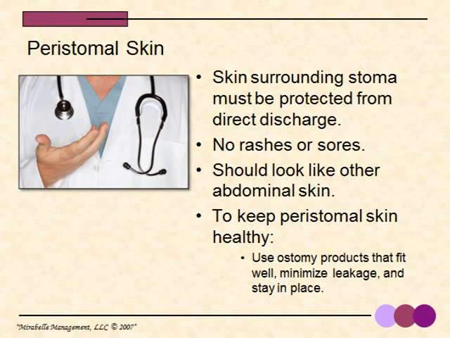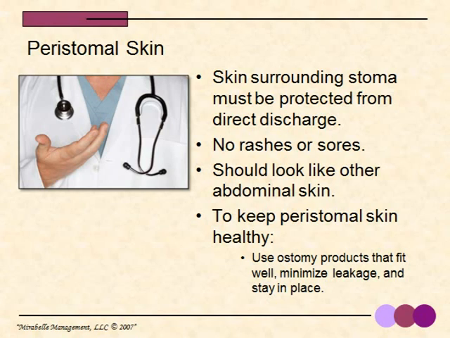The skin surrounding the stoma, called the peristomal skin, must be protected from direct contact with discharge. This discharge is potentially irritating since it is very high in digestive enzymes. The area around the stoma should not have rashes or sores. The peristomal skin should look just like the skin elsewhere on the abdomen.